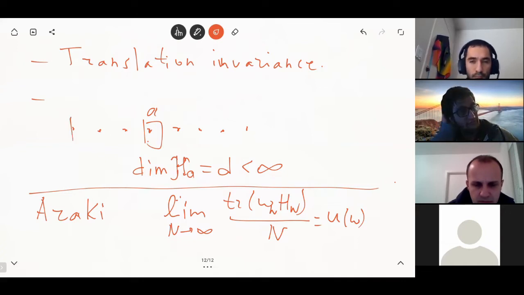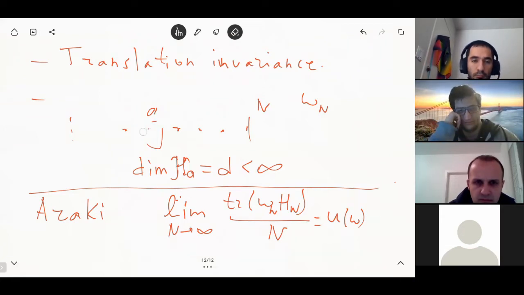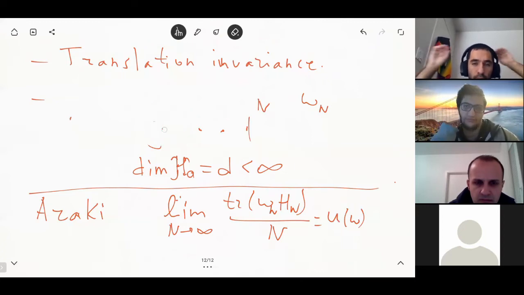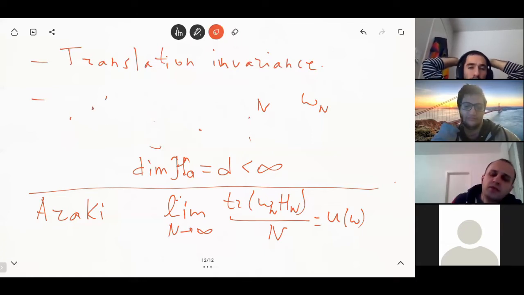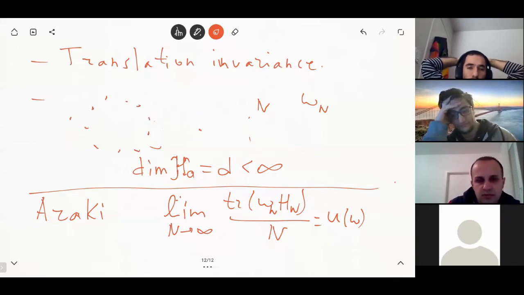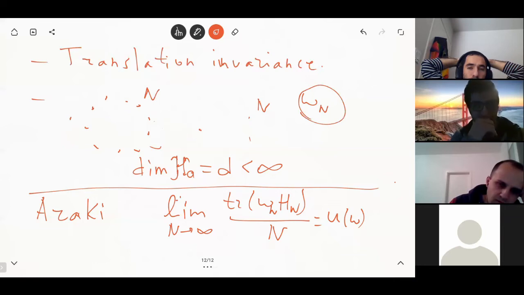So the meaning of this expression is as follows. Imagine you have a lattice of finite size n, and on this lattice you define your state omega_n. For simplicity, imagine that we make the ends meet, so this is not just a line, but rather a ring. So basically, you just have these circles with particles, and your state on this n-node circle is translation invariant.